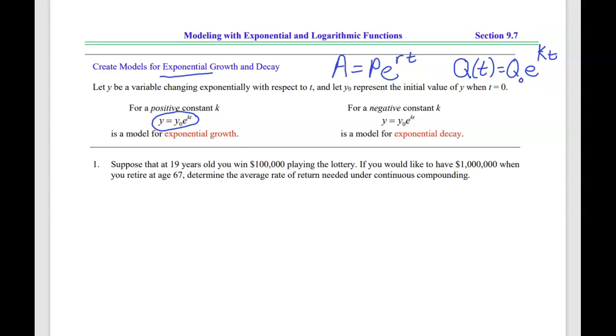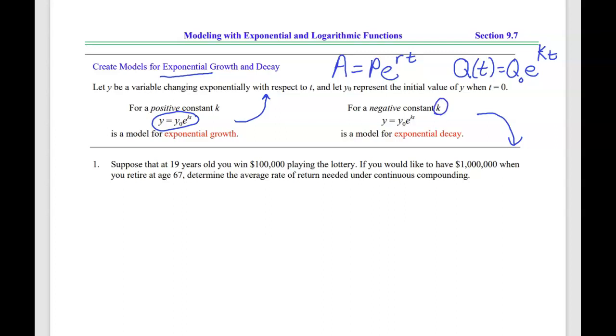If we have a negative rate, we're going to decay. So if our K is positive, we are increasing. If our K is negative, we're decreasing. We're decaying. So let's look at a few examples of how we would put these together and solve, because sometimes we may need to solve for our K, solve for our rate.